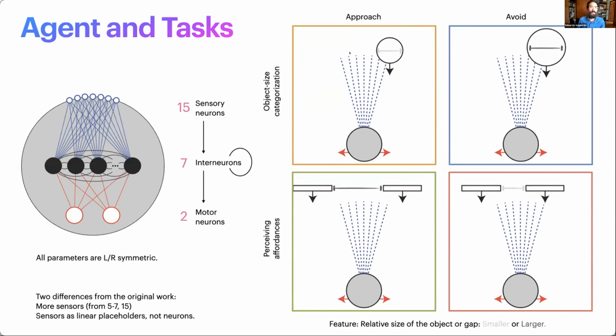So the agent can visualize objects as they fall from the sky onto it, and the agent can move left and right using those motor neurons. And we'll be doing 2 tasks. One will be an object's size categorization, where objects of different sizes will be falling from the sky. The agent has to catch the small ones and avoid the large ones. And the second task will be a perceiving affordances task, where 2 different shaped objects, in this case, rectangle type objects, will be again falling. And the agents have to gauge the gap between them and pass through, so try to center on the larger gap, and avoid the smaller gaps. And the tasks are interestingly interconnected in some ways.